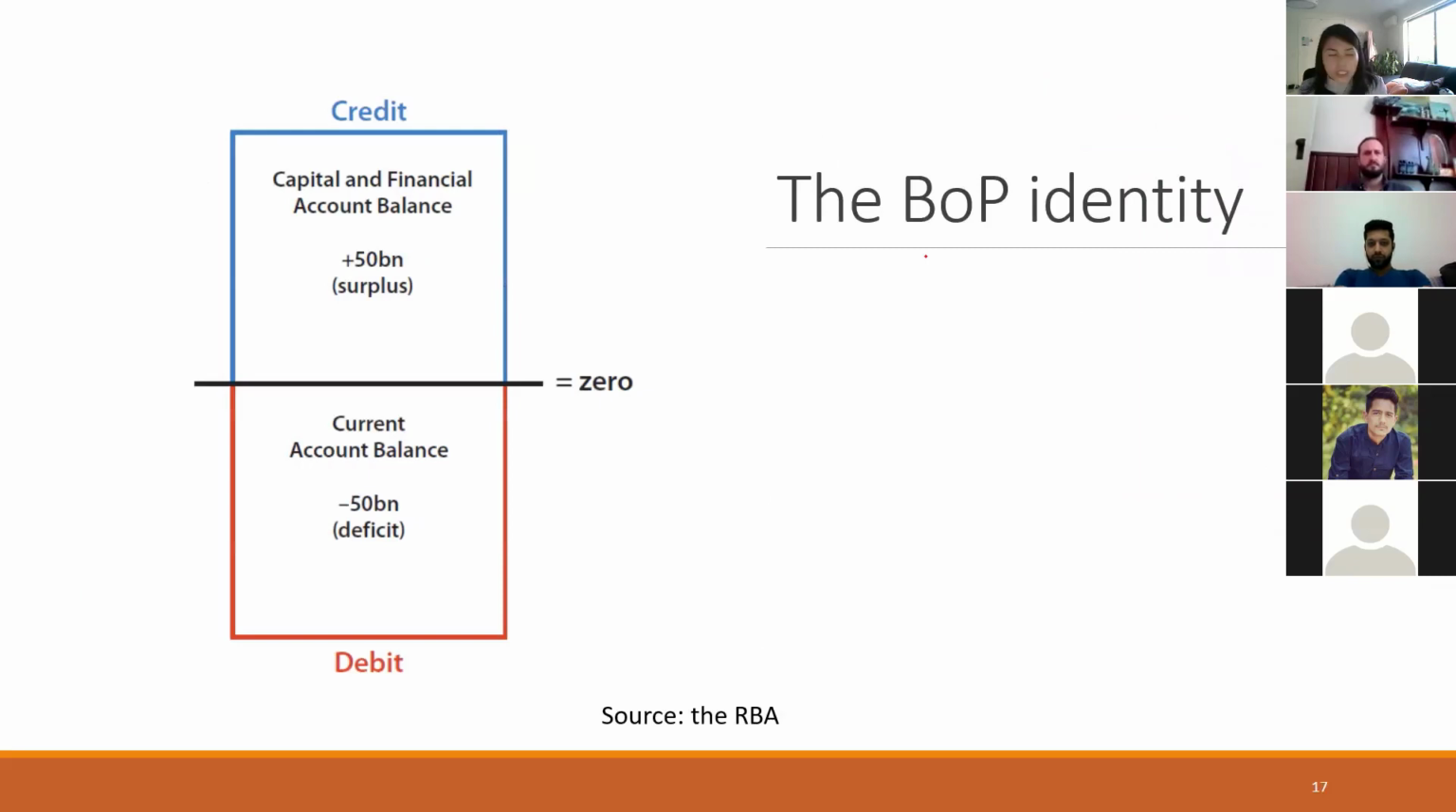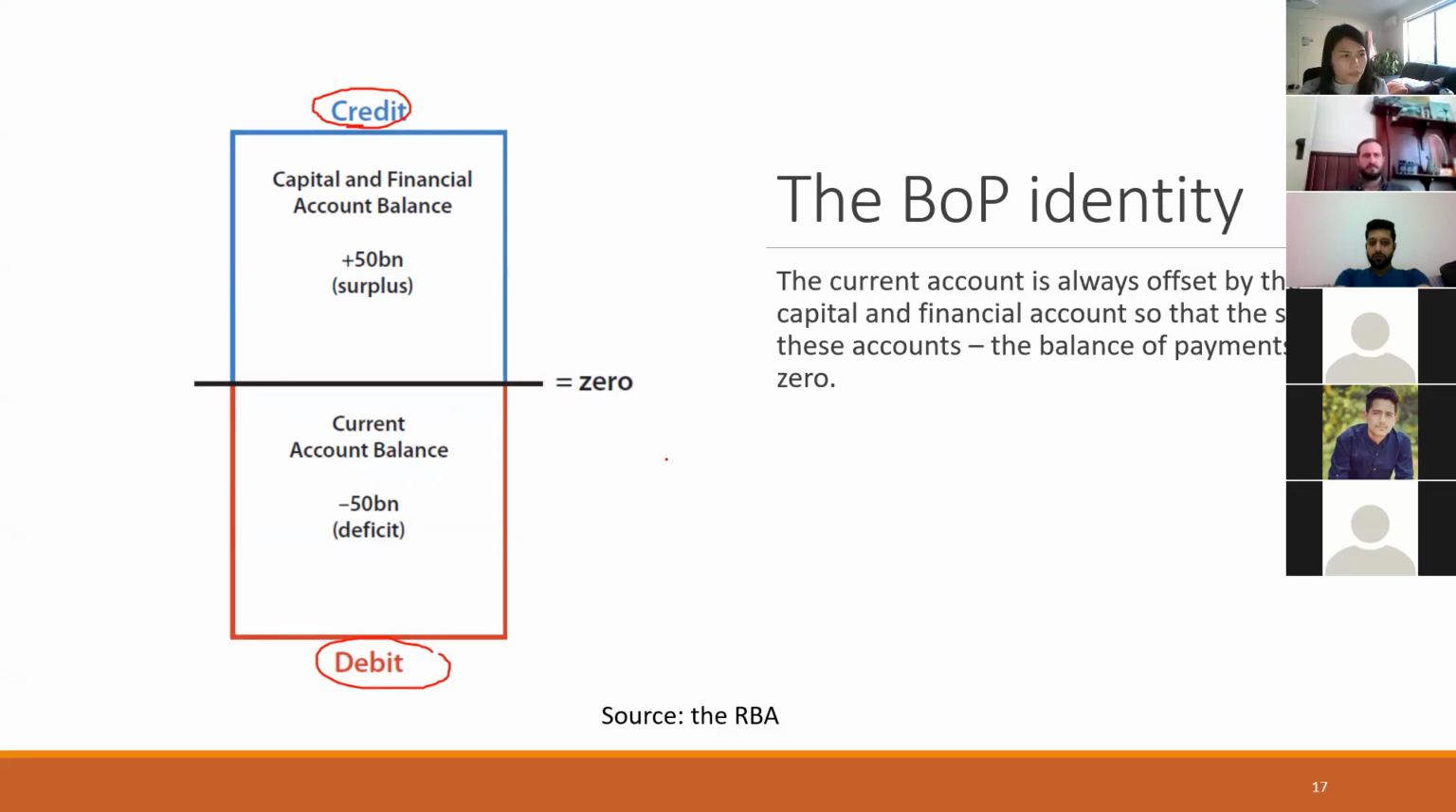Okay, so last point for balance of payments. Because this is a double bookkeeping entry, every time you buy something from overseas, when you import something, you're going to be paying money to the overseas trade partner. As a result, the balance of your current account should always be the opposite of the balance of your financial account, okay? So the current account should always offset the capital or financial account by the same amount so that the balance of payments is zero, okay?